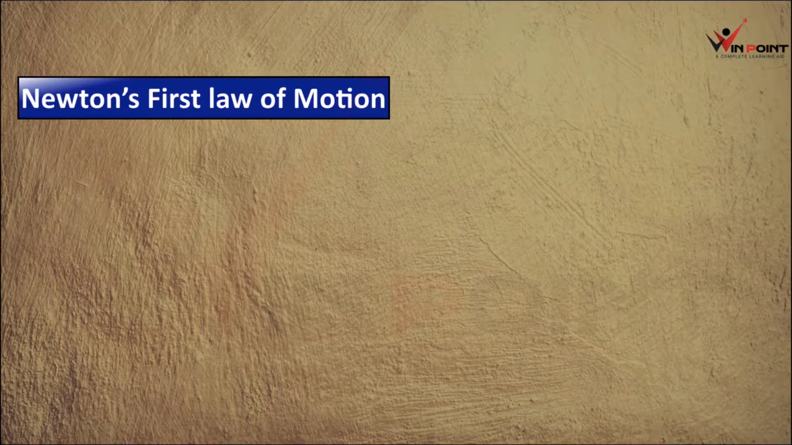Now we can discuss Newton's first law of motion. This law is also known as the law of inertia. What is inertia? Inertia is the inability of an object to change its state of rest or state of motion. If it is in a state of rest, the object has a tendency to continue its state of rest. If the object is in a state of motion, the object has a tendency to continue its state of motion.